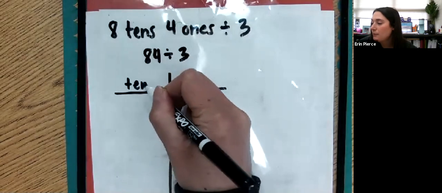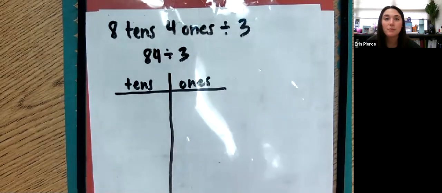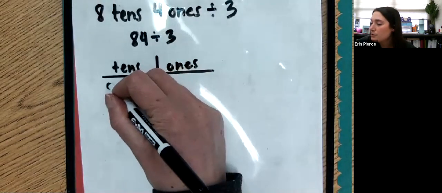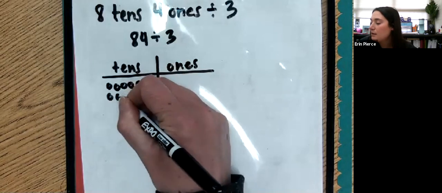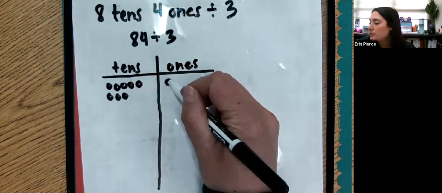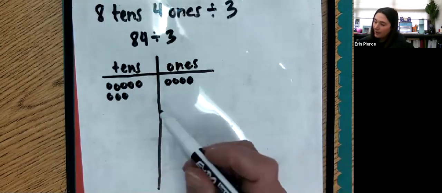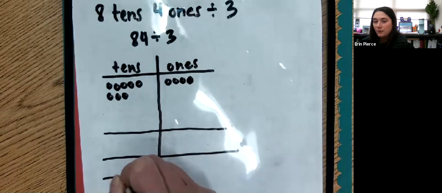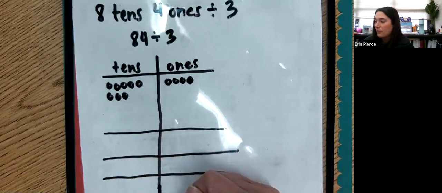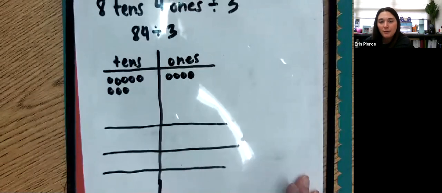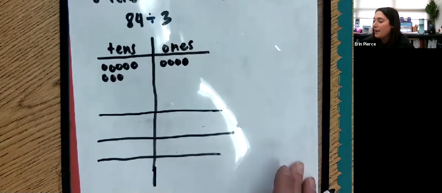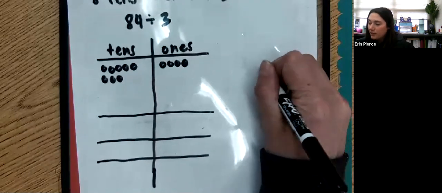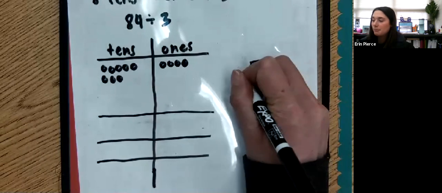Tens, ones, moving this up so I can make sure I have room. 8 tens, 1, 2, 3, 4, 5, 6, 7, 8. 4 ones, 1, 2, 3, 4. And then I have 1, 2, 3 groups. I'm running out of room. All right. And then I also need to, not most importantly, but very important, need to have 84 divided by 3.